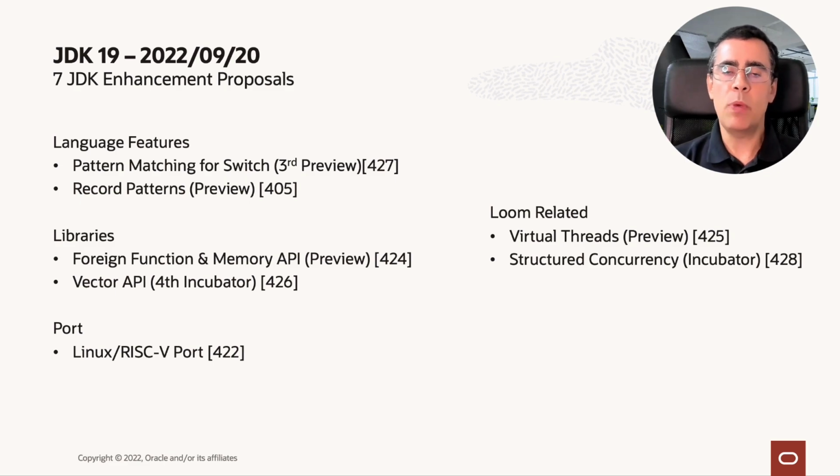There are 2 JEPs with language features from Project Amber, 2 with library enhancements from Project Panama, and the first set of preview features from Project Loom, which aims at making it easier to write multi-threaded applications that properly utilize available resources. Lastly, the only non-preview or incubator JEP is a port to Linux RISC-V. Let's look into each one of these JEPs.